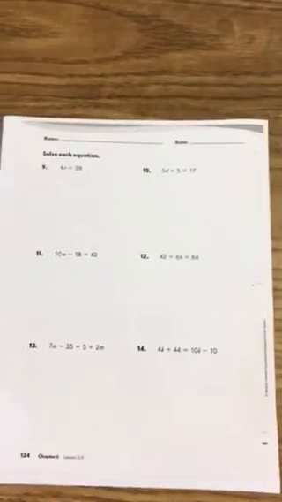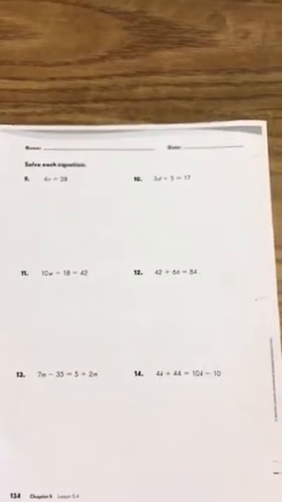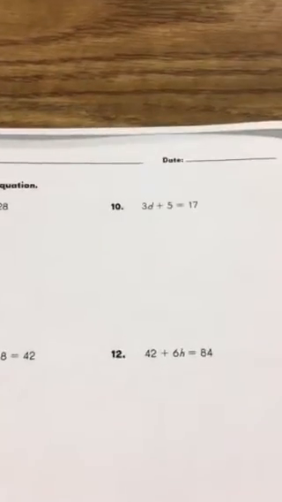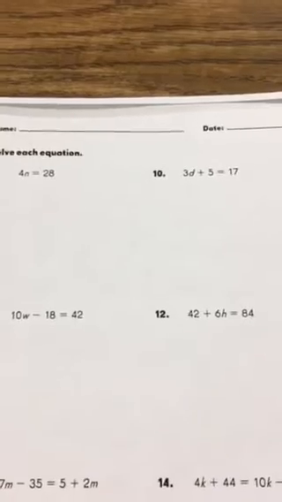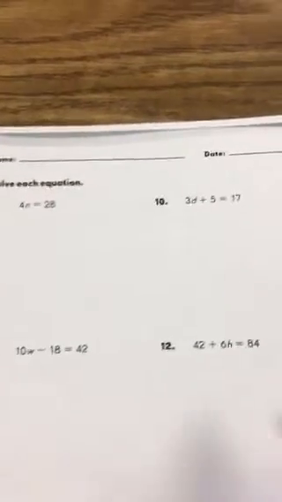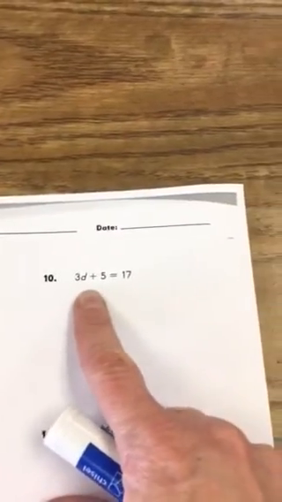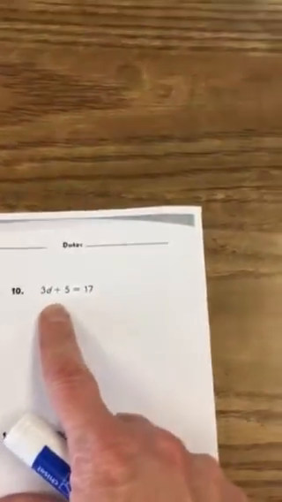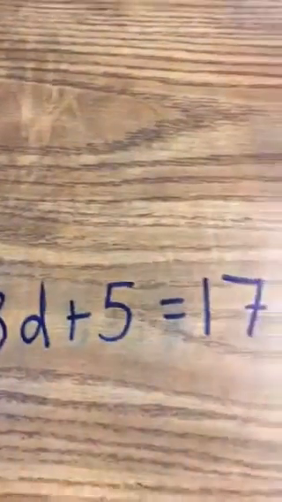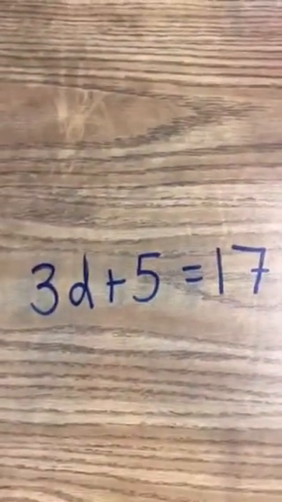If you are attempting to do your math homework for this evening, have no fear. This is just an introduction to basic algebraic equations. Recalling what we discussed in class today, if you are attempting number 10, which says 3d plus 5 equals 17, remember we are going to use inverse operations to solve for this problem.